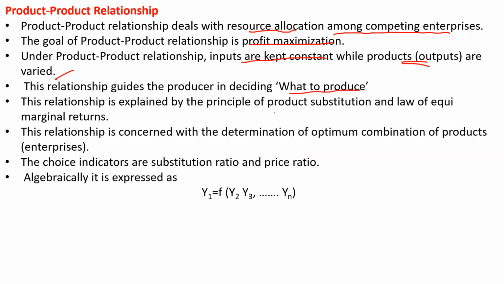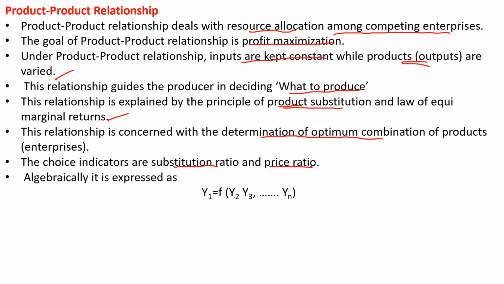Now, this relationship is explained by the principle of product substitution and law of equimarginal returns. Based on these two principles, we explain the product-product relationship. Now, this relationship is concerned with determination of optimum combination of the products or enterprise. In this case, the choice indicators are substitution ratio and price ratio.